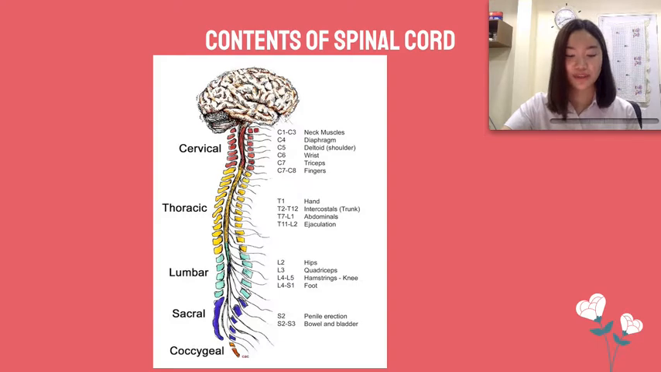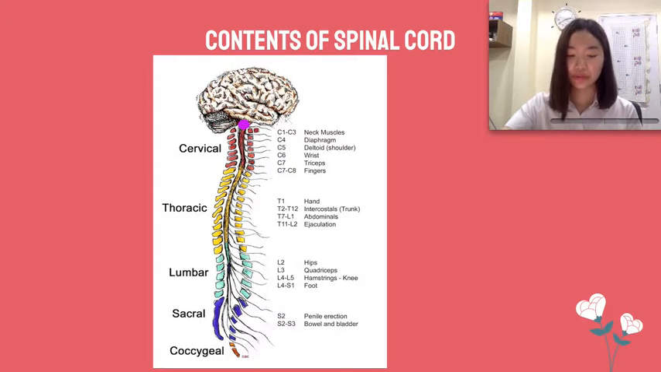Okay, so the spinal cord is a vital link between the brain and the body and vice versa. It extends from the foramen magnum, this pink circle, where it is continuous with the medulla, to the first or the second lumbar level of the lumbar vertebrae. And the spinal cord is 40 to 50 centimeters long and 1 to 1.5 centimeters in diameter.